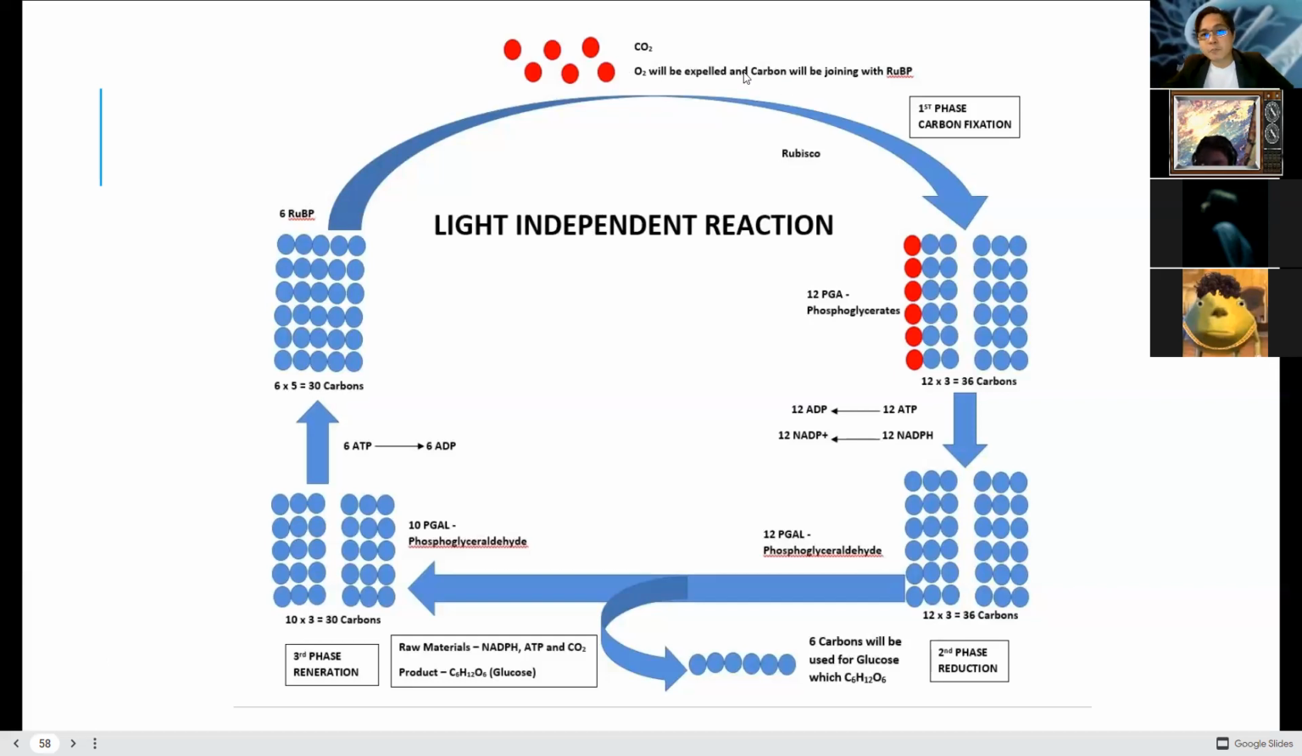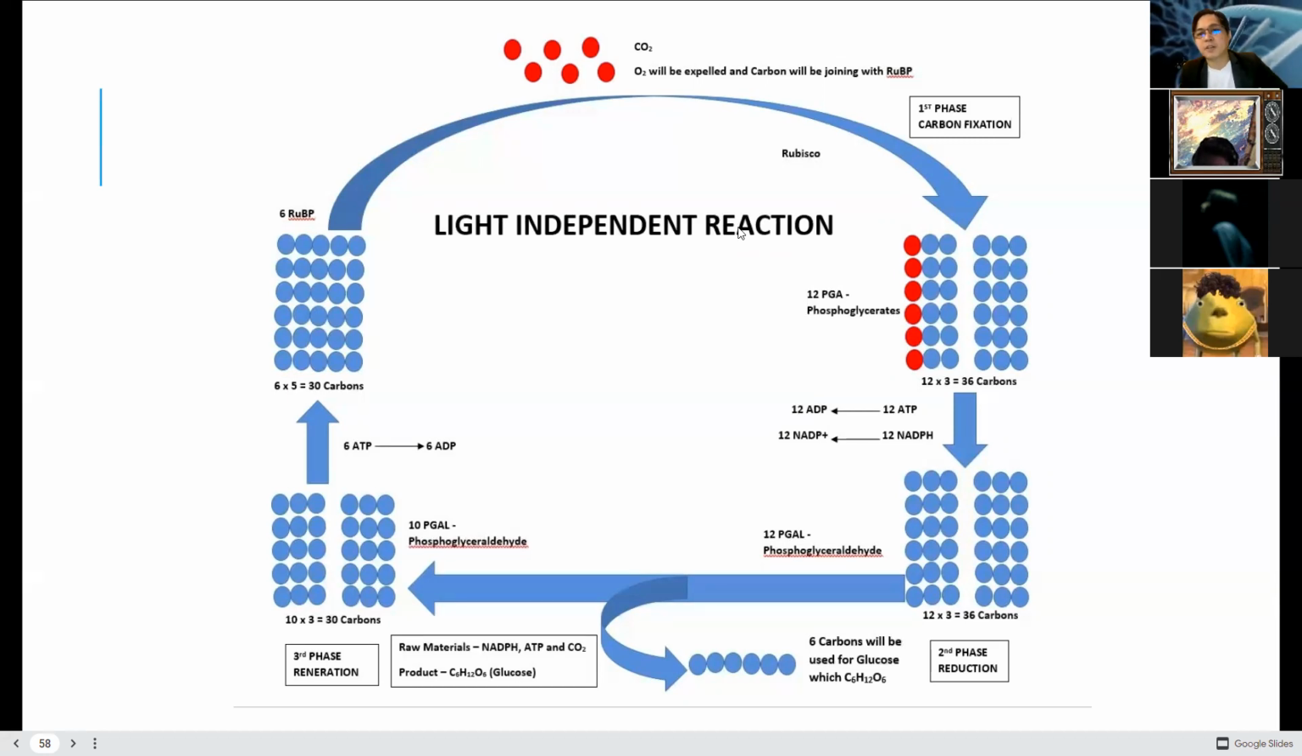And the carbon will be joining the RUBP through the help of the enzyme called RuBisCO, ribulose bisphosphate carboxylase. It will be added to your RUBP to make your RUBPs a 6 carbon molecule. Because this is now a 6 carbon molecule, during the process of carboxylation or carbon fixation, carbon joined with your RUBP to create 12 PGA, or 12 phosphoglycerates.